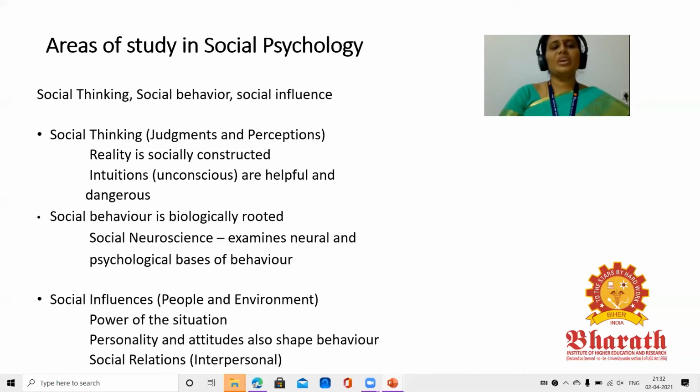Then social behavior, as I said, is biologically rooted, and it is how you behave, the way you express yourself, the way you talk, your body movements. Everything shows your behavior in the society. Then social influence: the environment and external factors that influence your behavior, the personality and attitude, the social relationships, and the situation. The power of the situation all matters. Those are the external factors which influence your behavior.